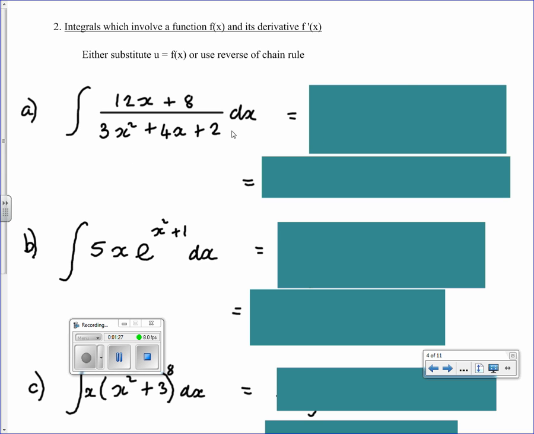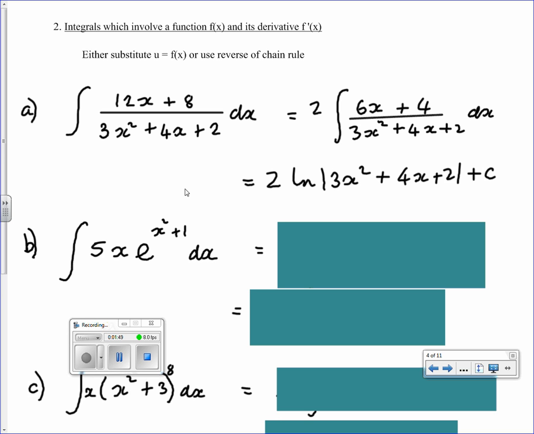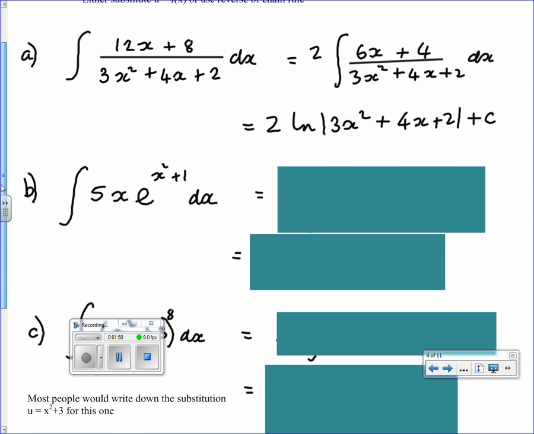The derivative of the bottom line here would have been 6x plus 4. And if you spot that what you have is exactly twice that, what you have is twice an integral where the top line is the derivative of the bottom line. And that's a type where you can write down the answer straight away without using a substitution.